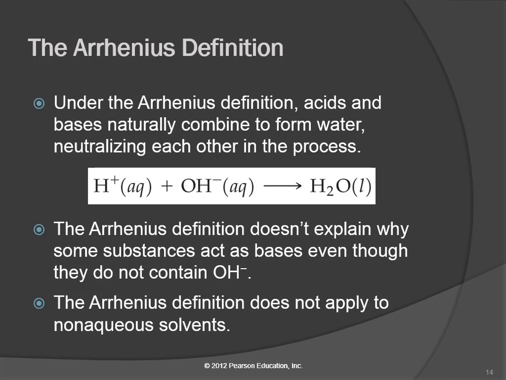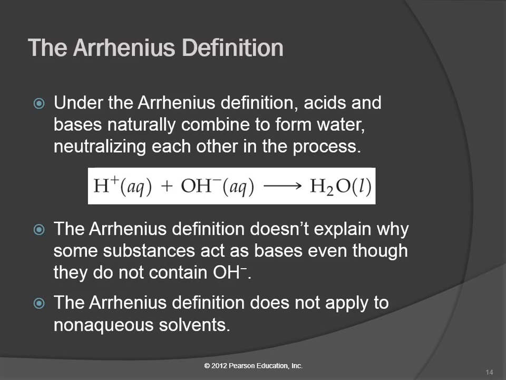So acids release hydrogen ions, bases release hydroxide ions. What happens when a hydrogen ion and a hydroxide ion run into each other? They make water. They neutralize each other. So this is the net ionic equation for the reaction between an acid and a base. And the Arrhenius definition explains this for a lot of acids and bases.